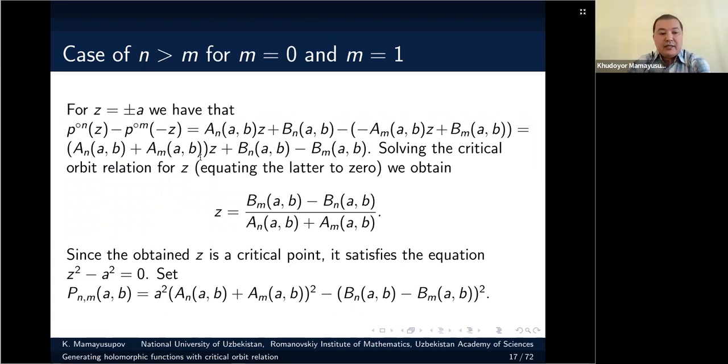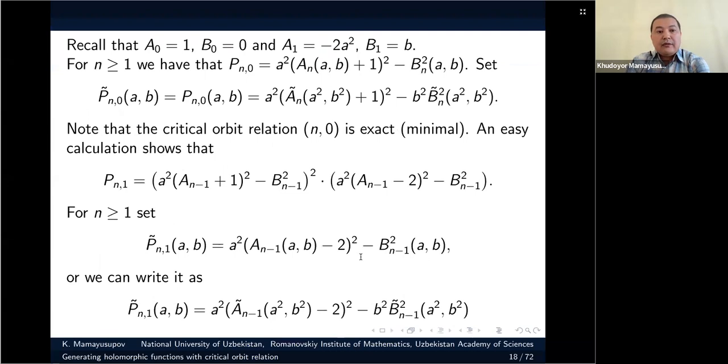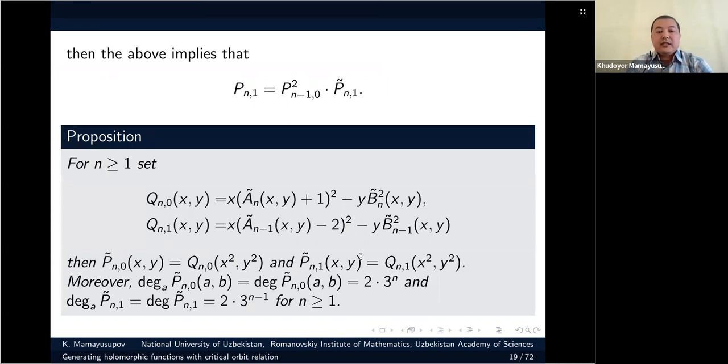Then you plug it in for z plus minus a, and you get the bottom line. You have a polynomial p sub n m. And we can easily compute, for instance, for m equals 0 and 1. We have explicit formulas for them, and we have this factorization. What's remarkable here is that this formula for n1 is factored by n minus 1, 0, and then the true relation or exact relation n1. And it always appears squared. And here is the degree count: the degree of p_n tilde is twice the degree, 2 times 3 to the power n.